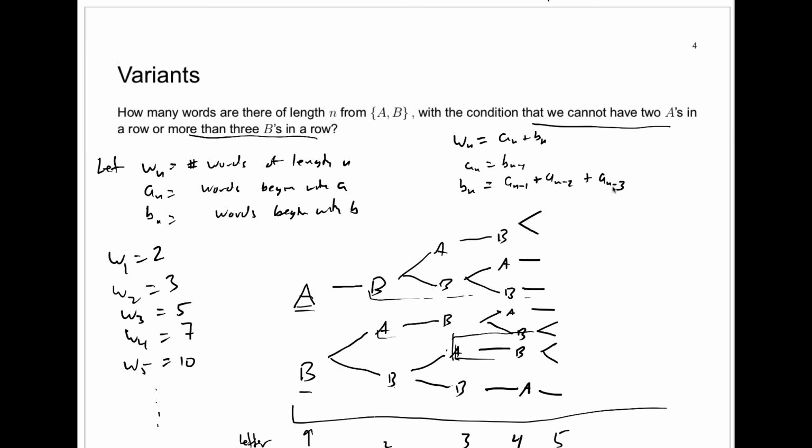So now I've got some interesting equations. W sub n is A sub n plus B sub n. A sub n is B sub n minus 1, and B sub n is A n minus 1 plus A n minus 2 plus A n minus 3. One thing interesting to notice, if I just put in this equation for B sub n in the top, I get W sub n is exactly A sub n plus A n minus 1 plus A n minus 2 plus A n minus 3.